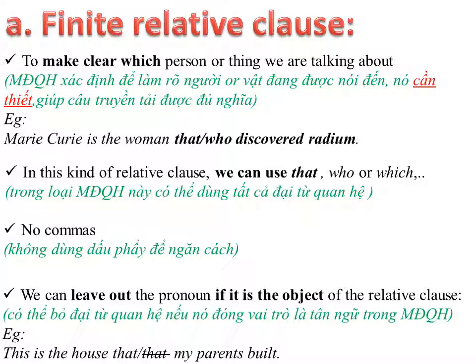A. Finite relative clause. To make clear which person or thing we are talking about. Example. Marie Curie is the woman who discovered radium. In this kind of relative clause, we can use that, who or which. No commas. We can leave out the pronoun if it is the object of the relative clause. Example. This is the house that my parents built. Or this is the house my parents built.